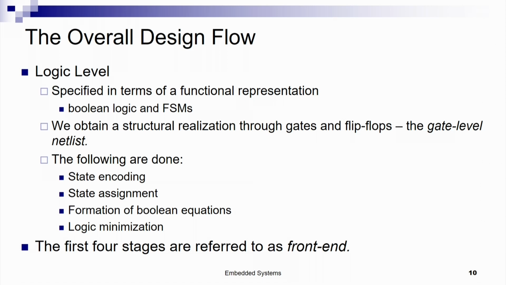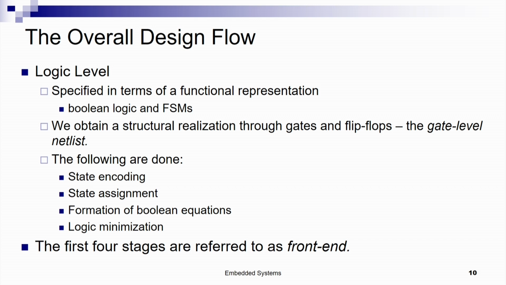And then what do we obtain through the logic synthesis phase? We obtain a structural realization of this Boolean logic and FSMs in the form of gates and flip flops, and this is called the gate level netlist. So, what are the important functions that are done? We do state encoding and state assignment for the FSM, and then we form the Boolean equations. After that, we do logic minimization, both 2 level and multi-level logic minimization, to obtain optimized Boolean logic, and then this optimized Boolean logic is transformed to its gate level netlist through the synthesis phase.